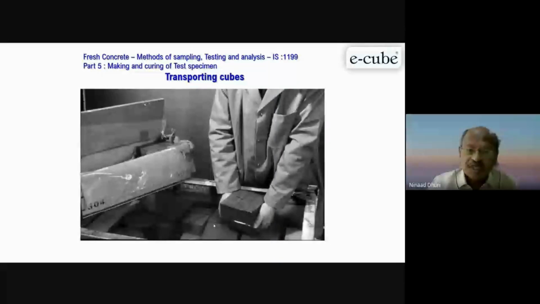Most of the sites we have seen, people take out the cubes early in the morning, and in the evening, around 4 or 5 o'clock, they start testing. By then uneven drying is there, and you find a lot of variation in the cubes. Or they are sending them to the laboratory, which has to be taken care of properly. You wrap with gunny bags, then wrap with a plastic sheet, and then you send to the lab. See, in this case, what happens? Your edges, everything is protected properly.